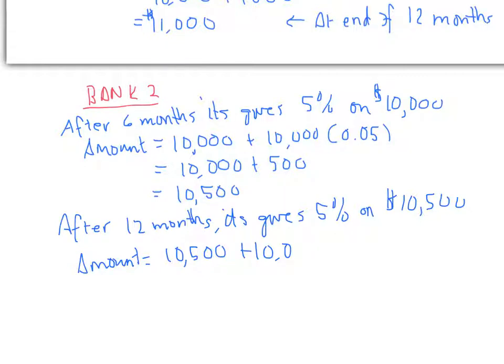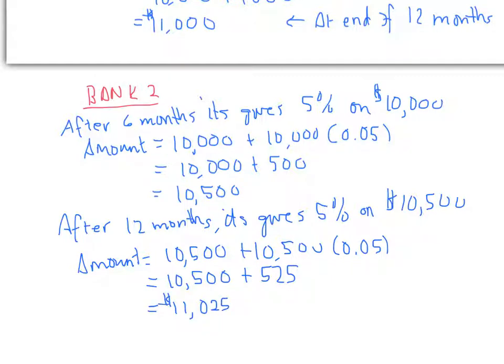Oops. Let me erase that, sorry. Let me take the $10,500 and let me take 5% of this. And so you have your amount now, that's 10,500, it's a little bit more. And then 5% of 10,500, I think is 525, but let me make sure, yeah, $525. And so at the end of 12 months, you'll have $11,025.